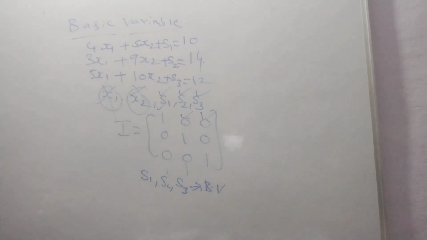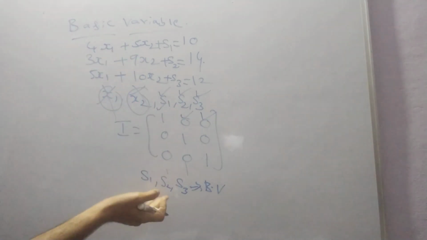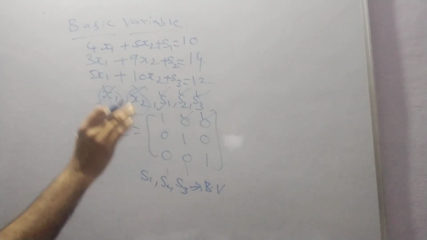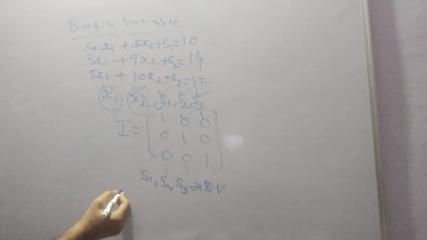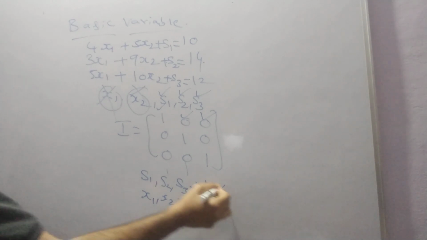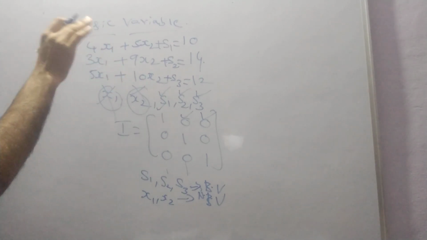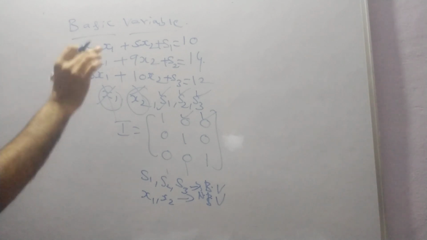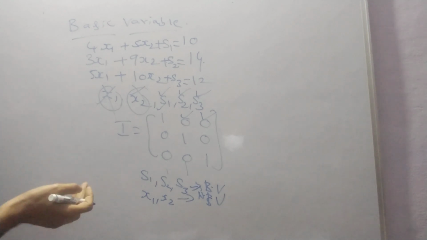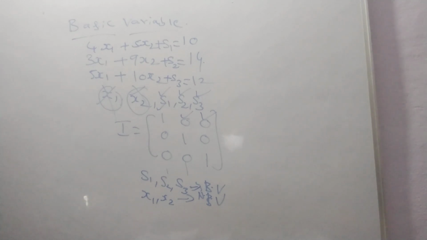So the variables which satisfy a column of the I matrix are known as basic variables, and the remaining ones which do not satisfy it, here x1 and x2, are known as non-basic variables, right? So till now we discussed the slack variable, the surplus variable, the basic variable and the non-basic variable. And one more variable is there, that is the artificial variable. In the next video, we'll discuss which variables are called artificial variables. Okay? Thank you.